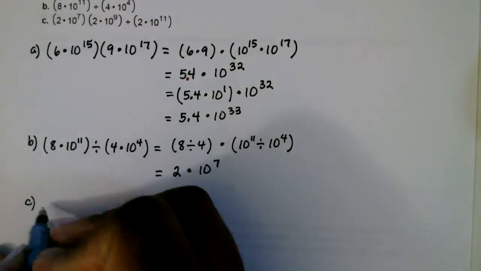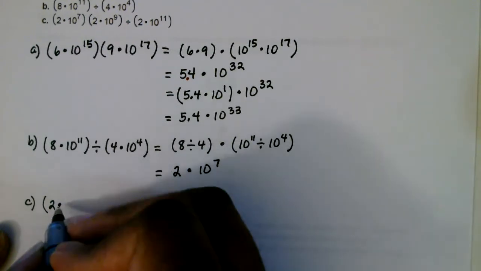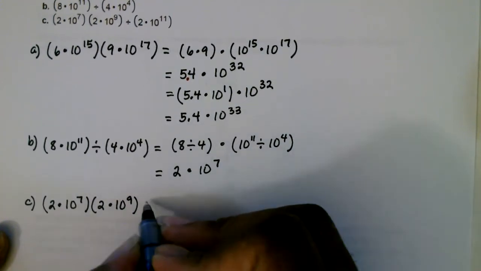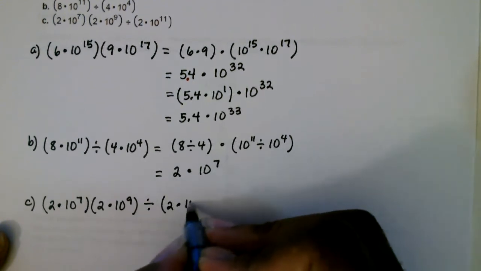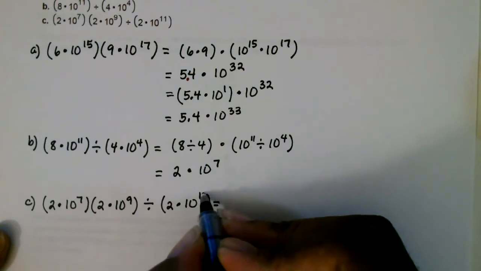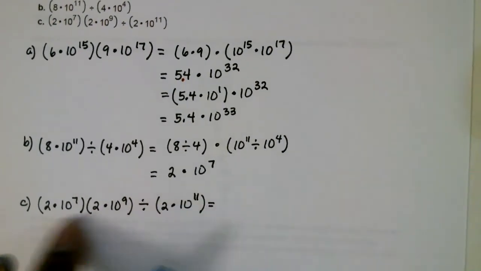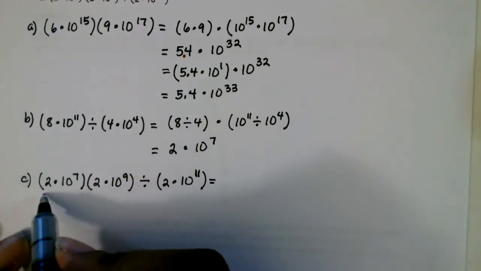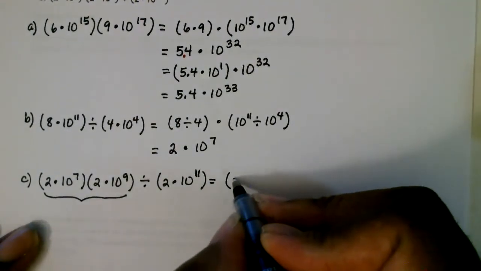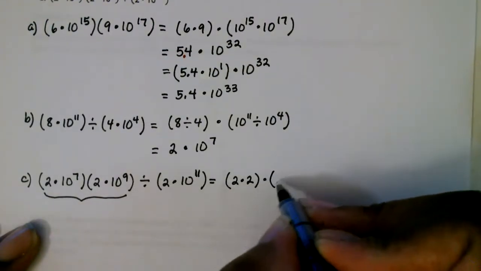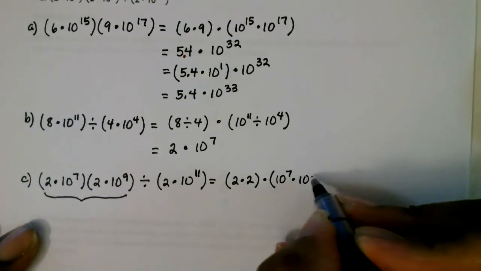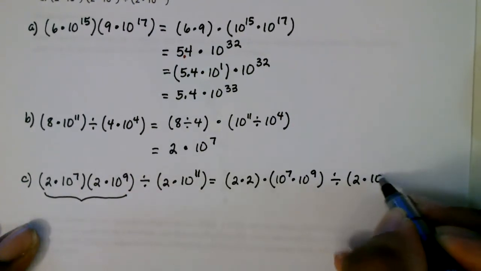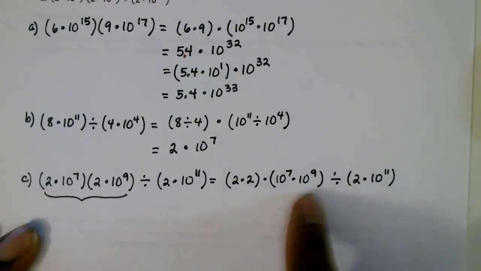All right, part C is a combination of multiplication and division. 2 times 10 to the 7th times 2 times 10 to the 9th divided by 2 times 10 to the 11th. Okay, let's take each operation one at a time before we do anything. Let's start with this part right here. I'm going to group the 2 times 2, and then times, group the powers of 10, 10 to the 7th times 10 to the 9th. And then that's going to be divided by 2 times 10 to the 11th. I'll get to that part later, but I just want to focus on this right here.